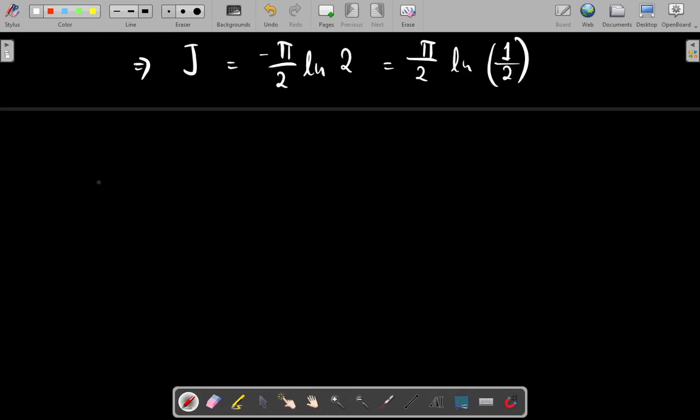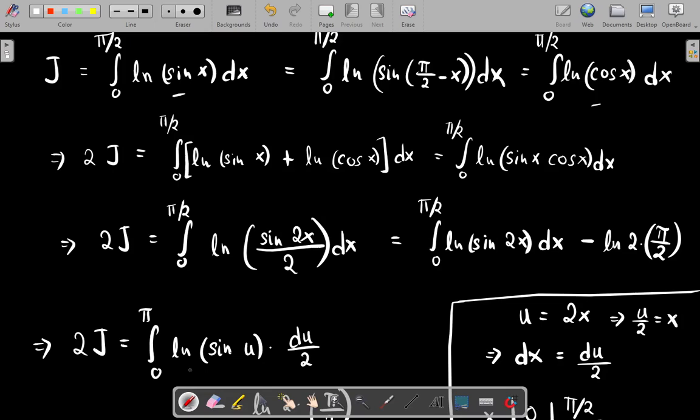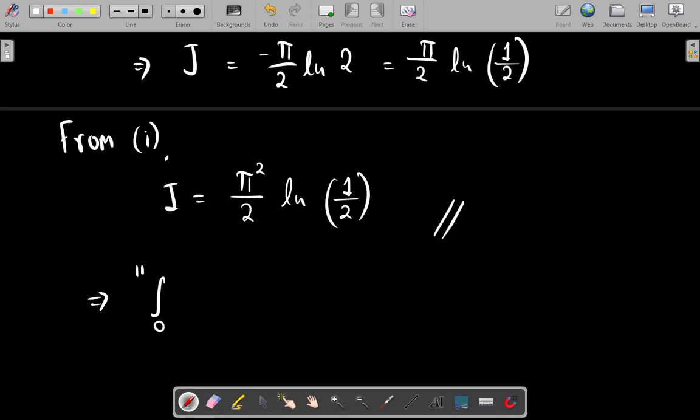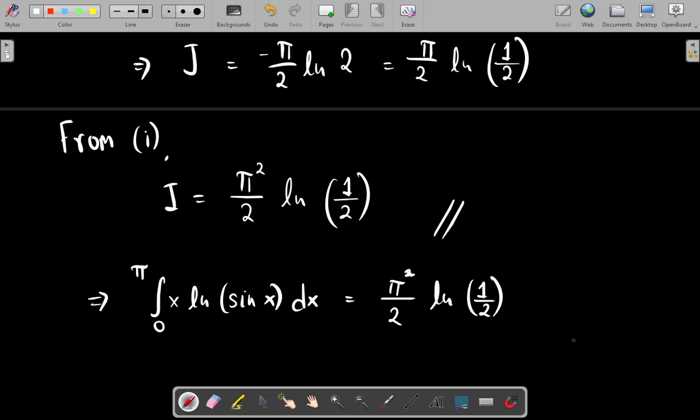Okay, so from 1, I was equal to pi j, right? Pi times j, so I have to just multiply this integral with pi, so this just becomes pi square by 2 ln half. Okay, and this is the required value. Okay, this is the required answer, that is, the integral from 0 to pi of x ln sin x dx is equal to pi square by 2 times ln half. Okay, this is the required answer.